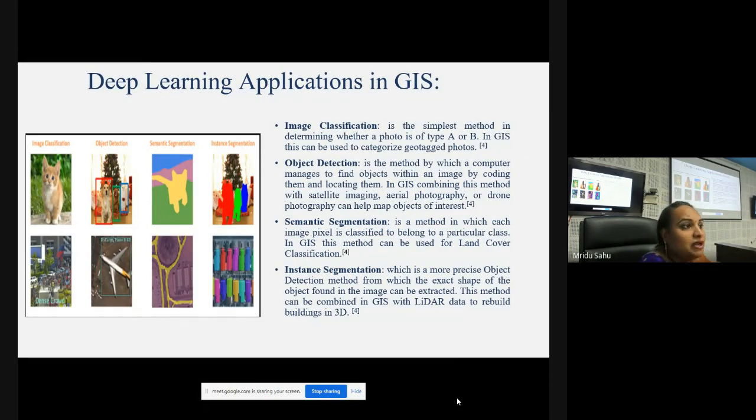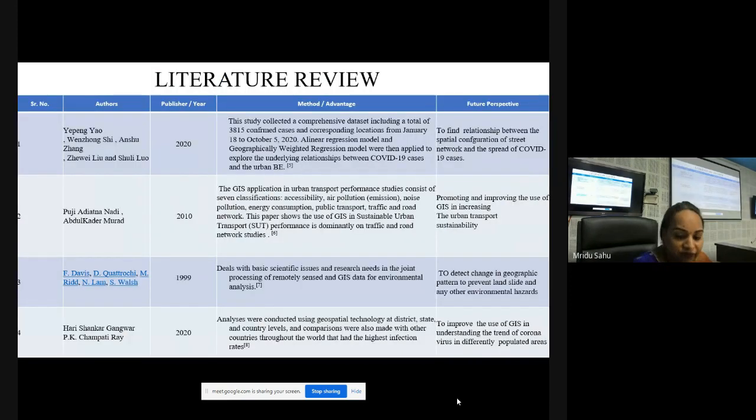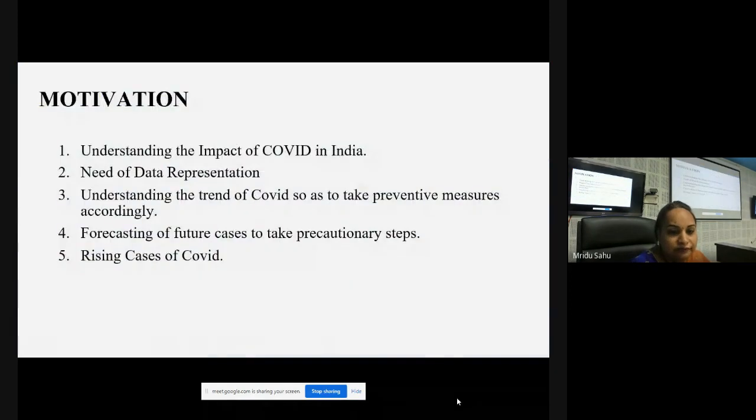So, deep learning applications in GIS: image classification is one of the areas, the simplest method in determining whether a photo is of type A or B in categorization, then object detection, semantic segmentation, and instance segmentation. These are some of the literatures.